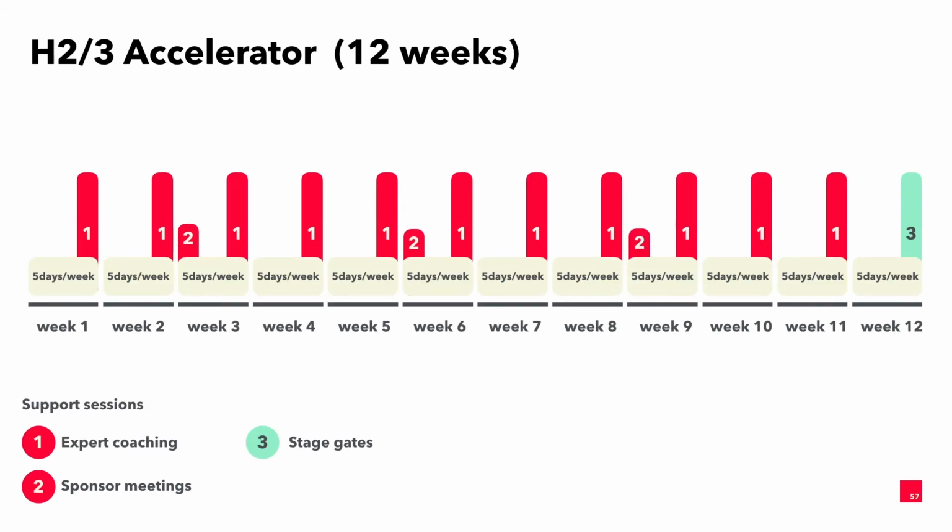Another example is an accelerator that's more focused on radical innovation, where you don't organize periodical workshops, but teams actually work full-time for a period of 3 months on their projects, where they get expert coaching for 1 to 2 days a week. And they have periodical sponsor meetings every 3 weeks to make sure that the sponsor and the team remain aligned, and the sponsor isn't surprised if the team comes up with a solution after month 3 that's completely different than they imagined.